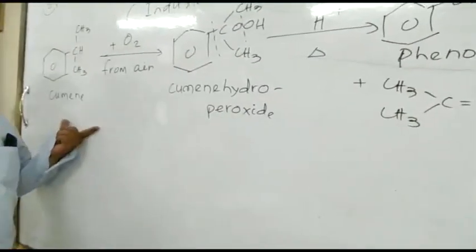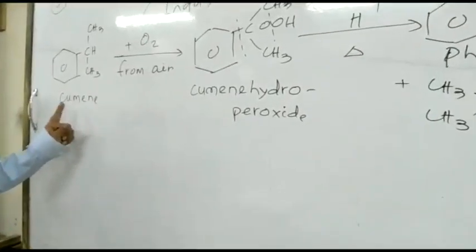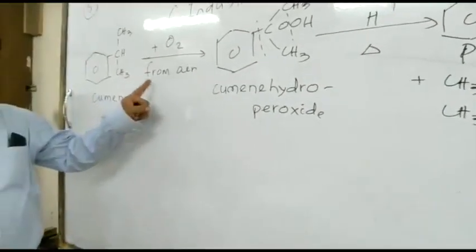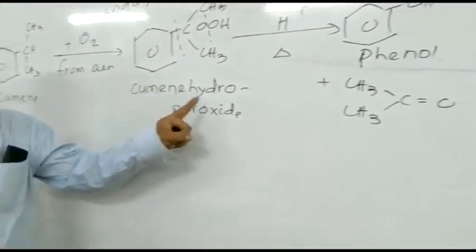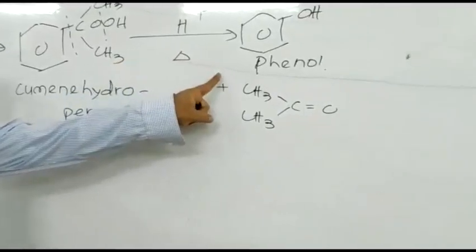Let us recap the statement again. When cumene, that is isopropyl benzene, undergoes oxidation from air, cumene hydroperoxide is formed, which upon acidification gives phenol.